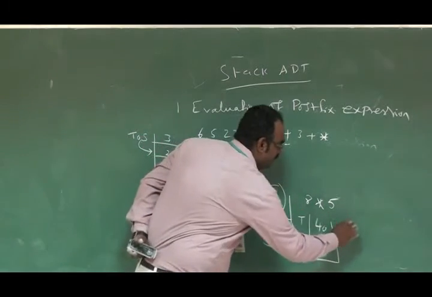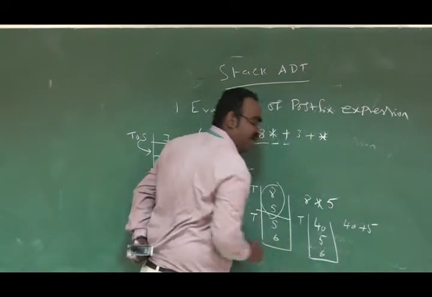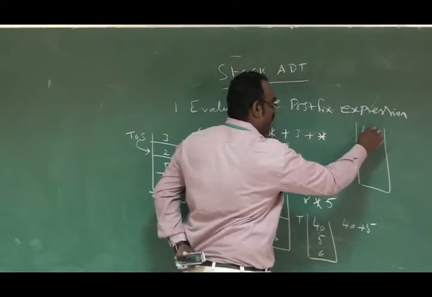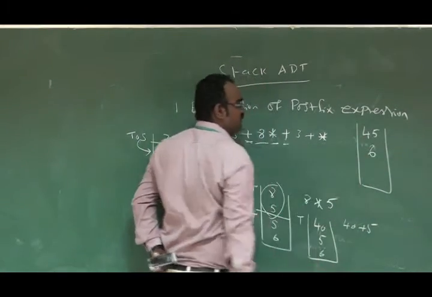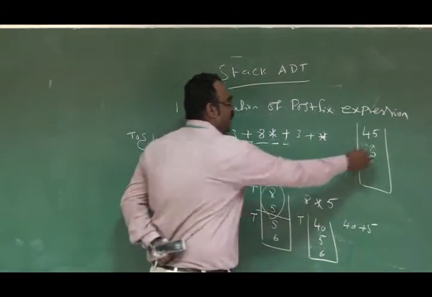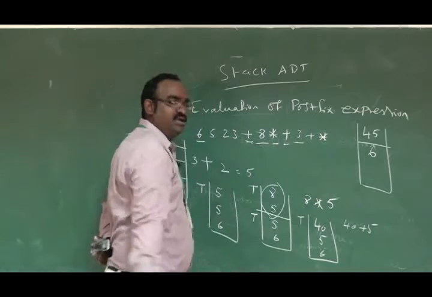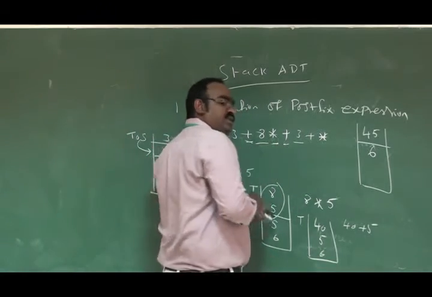So 40 plus 5, so 45. So 45 is now pushed into the stack. So 45 and 6. The stack now has 2 elements, 45 and 6. Now what is the next element? It is 3. So 3 is now pushed into the stack.